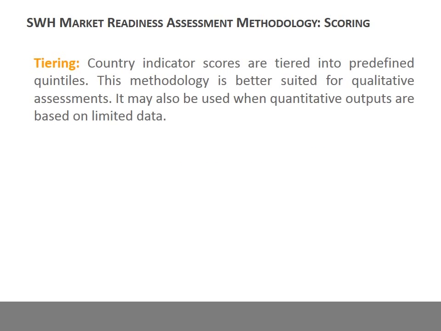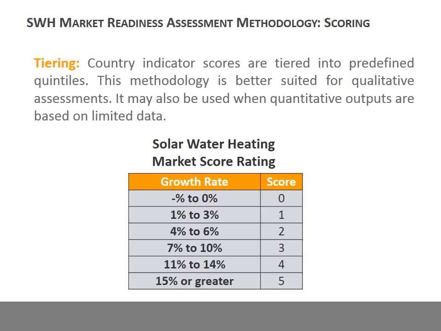In this case, countries' indicator scores are tiered into predefined quintiles. For example, tiering is used for the solar water heating growth indicator. The solar water heating growth score is based on the average worldwide growth rate of installed solar water heating capacity during the most recent 5-year period for which data was available. Using the average worldwide solar water heating growth as the high end of the growth rate range, a series of tiers were assigned for growth rate ranges across quintiles. A score was then assigned to each quintile on a scale of 0 to 5.